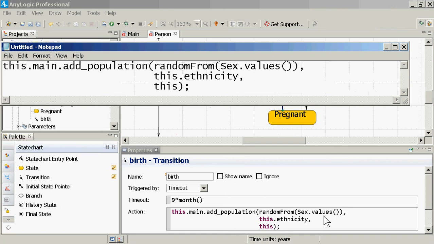So you don't have a mother? This is, I am the mother. Well, that sounds strange. Sorry. If I were this person who's giving birth, I'm going to be the mother. And then it's my ethnicity that the baby carries, and then it's a random sex. Does that make sense to people? Does that make sense? Okay? Is that okay?